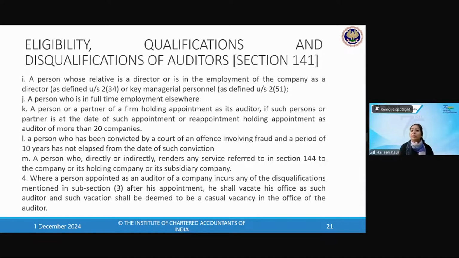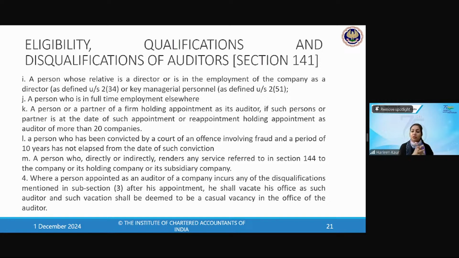Why do you need to remember? Because the examiner might use the word KMP, or he might ask what is the definition of KMP. He might say that a person who is a relative is a CEO of a company. Then you have to give the disqualification under 141 subsection 3 clause I. Okay? It might not be possible for all of you to learn the clauses, but try learning it, because the audit chapter becomes very interesting if you learn it in the subsections and clauses also. Because the audit chapter is very simple. It's just that it involves too much learning.